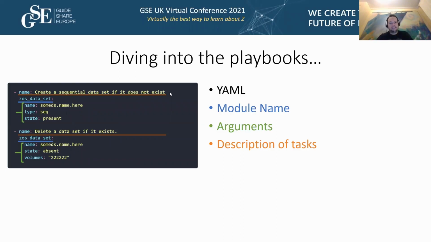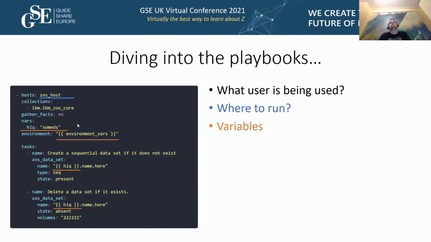Okay, these are the tasks that we are going to have. So that's where our modules are coming in, and for example, here we have the same module. Through the state, we could create or delete this data set. But expanding a bit more, we need to know, okay, we have these tasks that need to be executed, but what is the user that's being used? Where is it supposed to run?